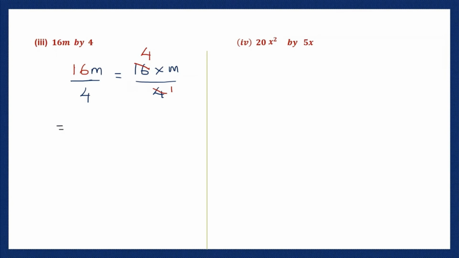So what is left there? I get 4 by 1m, which is equal to 4m. So the final answer here is 4m.